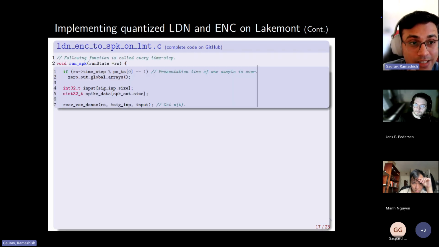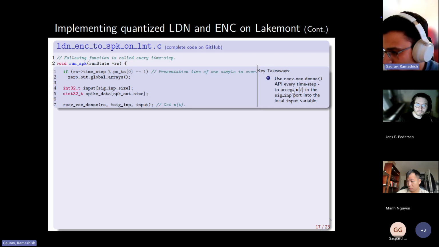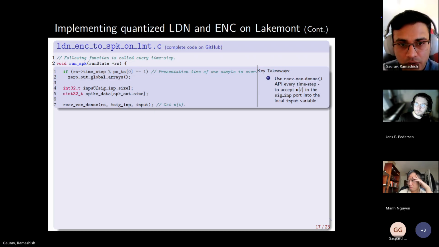Continuing on the C file itself, now let's talk about the implementation in the run SPK phase itself, where you are not only computing the state vectors, but you're also encoding them to binary spikes. The key takeaways: you can use the receive vec dense API every time step to accept an input UT into a local variable here, which is input. That scalar UT, if you remember, was passed through the sig input port. So the value is stored in this local variable input, which is defined here.